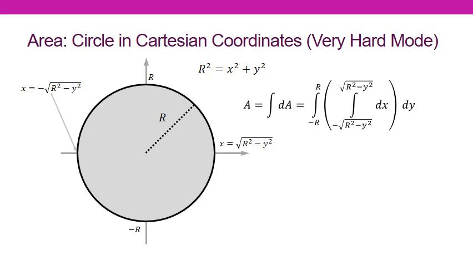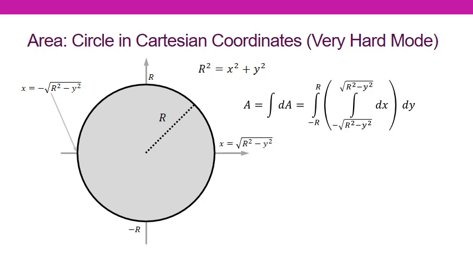But what do you notice? This integral is just the integral of dx, and we know what that is going to be. The integral of dx is just going to be x. But my limits aren't independent of y, and so this is not separable. I'm going to have to integrate x first, and then that's going to give me a function in terms of y, and then I can integrate along y.